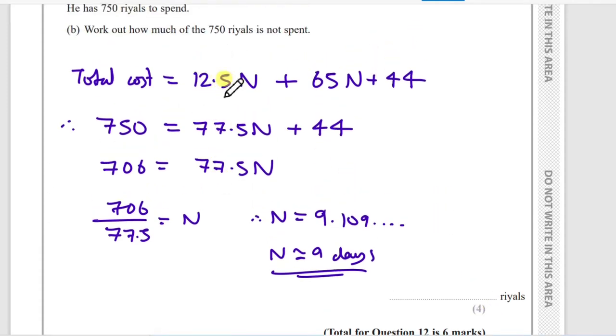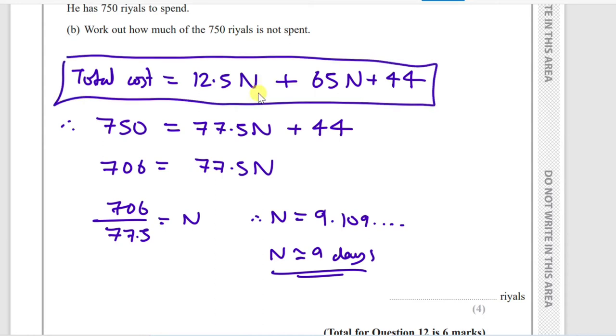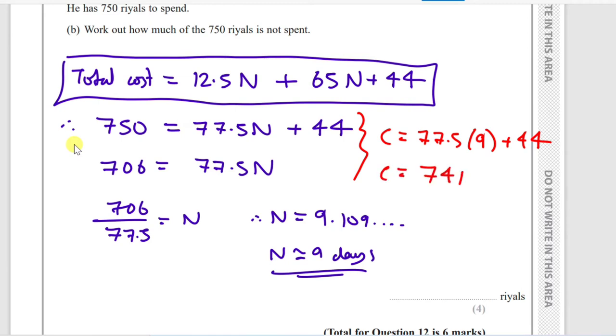So let's use it in the total cost. Box it up, and copy this formula out somewhere neatly. I'll make a little box here. I'll say cost will be, we could just use the combined values, so 77.5n. Instead of n, you put a bracket, put a 9 in, and then plus 44. This will say altogether the cost was actually 741.5 reals. Now, how much of the 750 was not spent? Well, let's subtract the two answers. So 750 minus what we just got, that means they did not spend just 8.5 reals. So 8.50 is what they didn't spend.